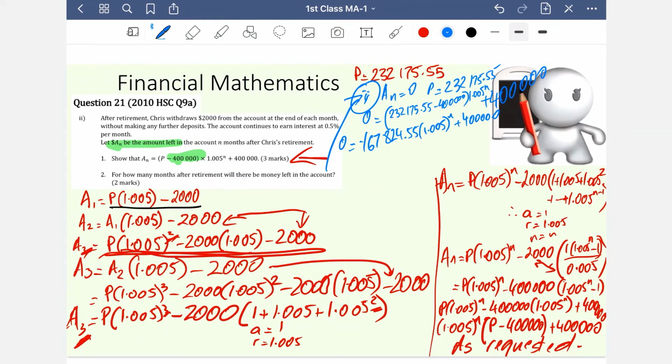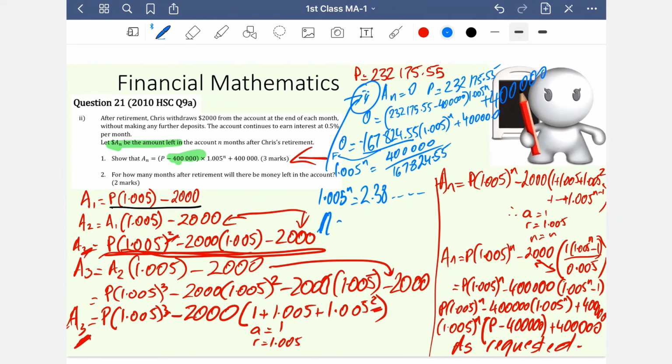And I'm trying to fit everything on the same page. Now what we'll do is we'll move this to the other side, then divide by that. So 1.005 to the power of n equals 400,000 divided by 167,824 and 55 cents. 1.005 to the power of n is going to give us 2.38, blah blah blah. Take the log of both sides.